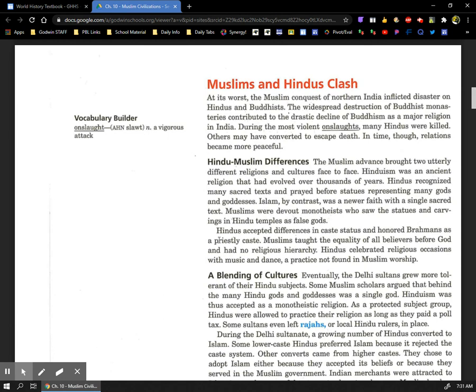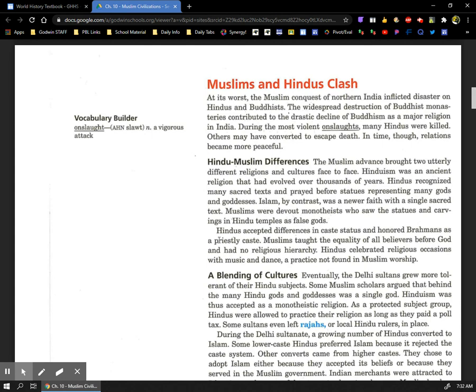Hindu-Muslim differences. The Muslim advance brought two utterly different religions and cultures face to face. Hinduism was an ancient religion that evolved over thousands of years. Hindus recognized many sacred texts and prayed before statues representing many gods and goddesses. Islam, by contrast, was a newer faith with a single sacred text. Muslims were devout monotheists who saw the statues and carvings in Hindu temples as false gods.